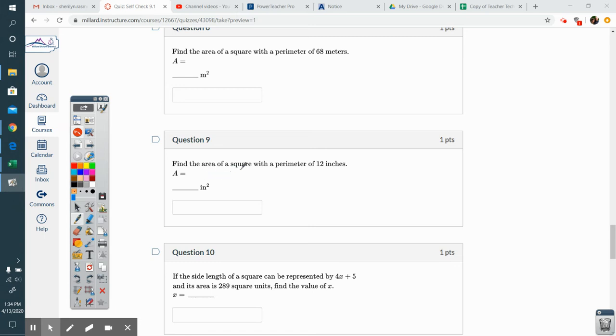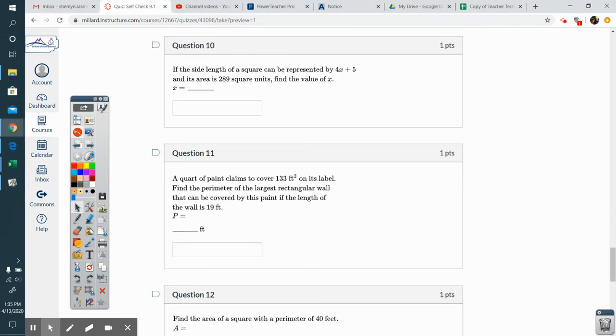Okay, in this one, find the area of a square with a perimeter of 12. So once again, you've got your square, you're trying to find a side, the total perimeter is 12, divide that by 4, and it's inches, so 12 inches divided by 4 is 3 inches. 3 inches times 3 inches is 9 inches squared. Now, you can just put 9 in these problems here because it gave you inches squared here.